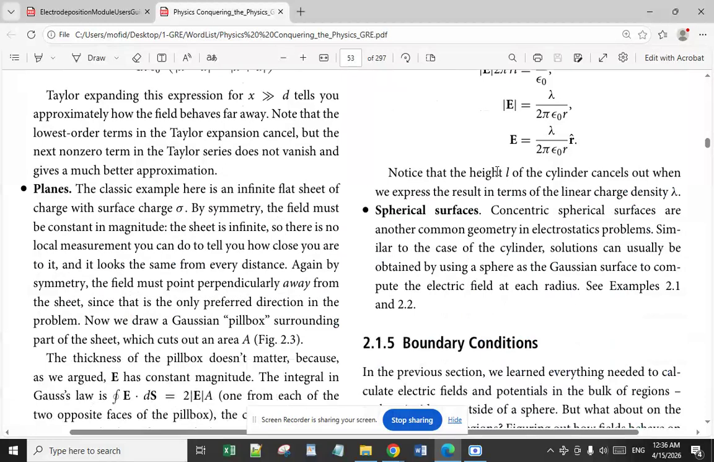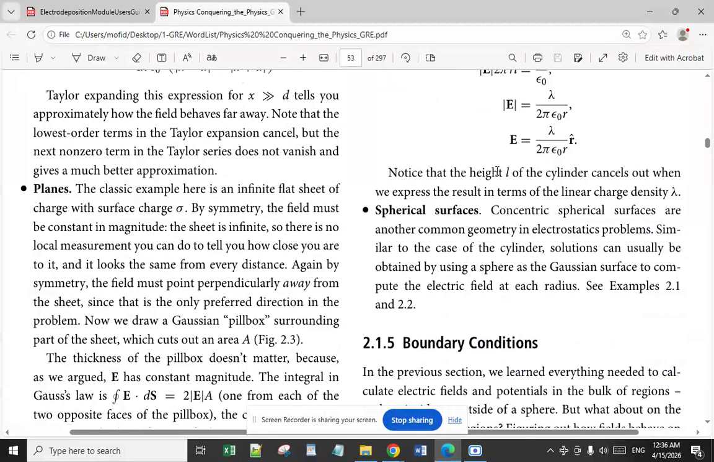Now I want to go through the planes. The classical example here is an infinite flat sheet of charge with surface charge density sigma. By symmetry, the field must be constant in magnitude. The sheet is infinite, so there is no local measurement you can do to tell you how close you are to it, and it looks the same from every distance. Again, by symmetry, the field must point perpendicularly away from the sheet, since that is the only preferred direction in the problem.